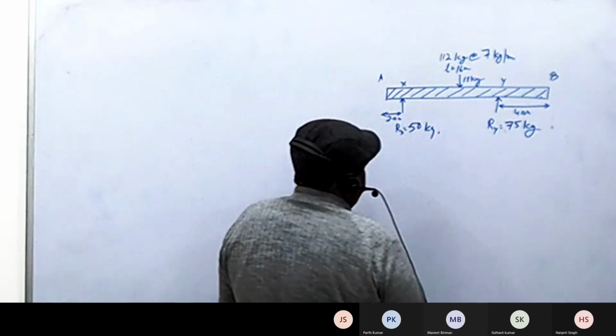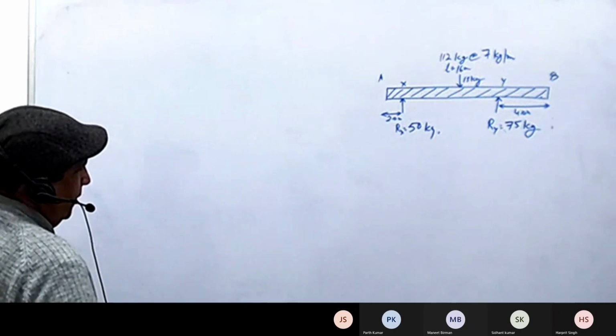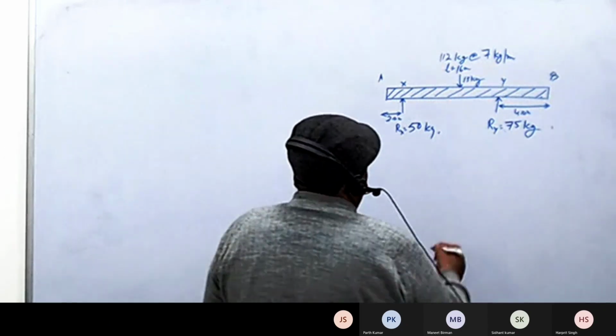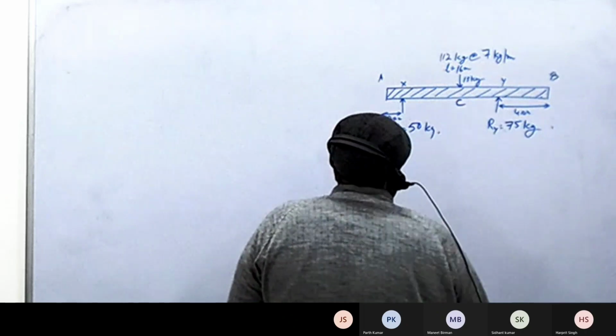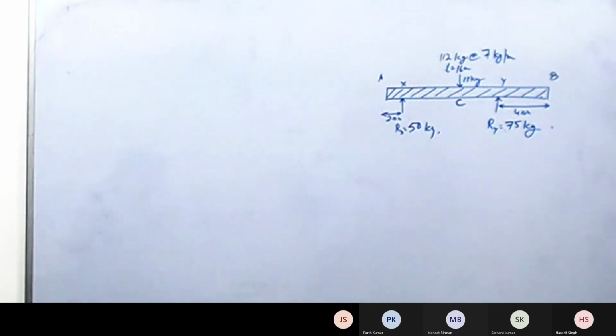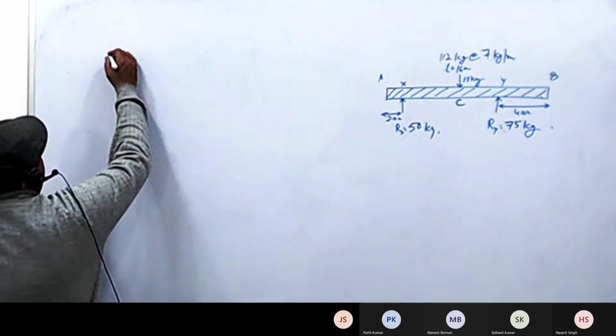Now make the shearing force table. Besides these points which are already marked, A, X, Y, and B, I'm sure you'll agree with this point also, C, to be chosen for shearing force because there is a point load there, 13 kg. Now please make the shearing force table for A, X, C, Y, B.